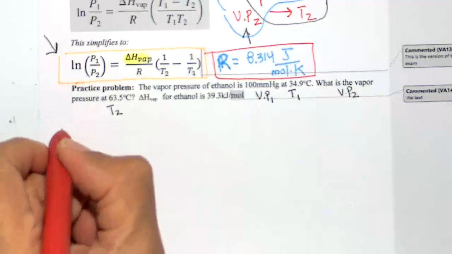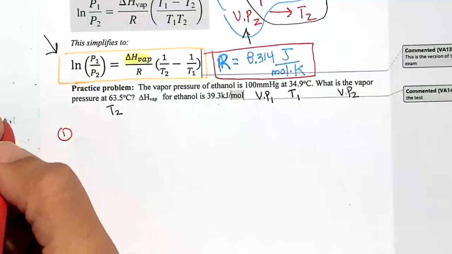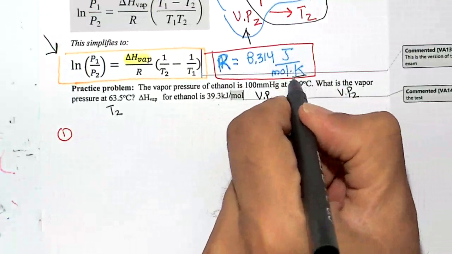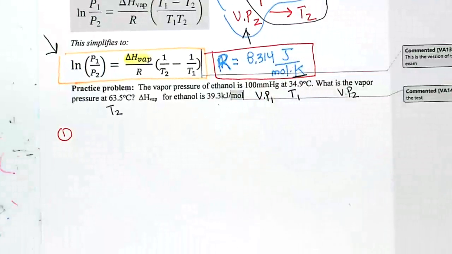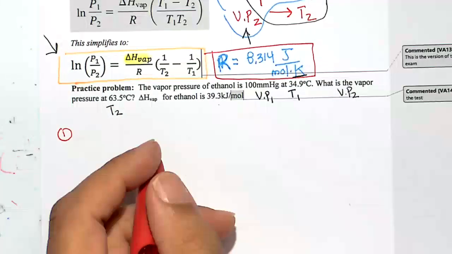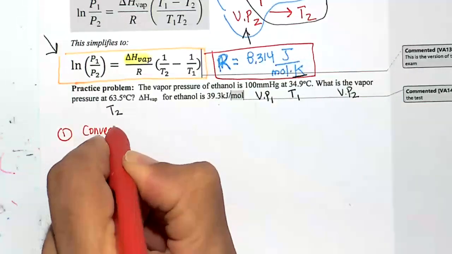Okay, step 1 here is I would convert these temperatures to Kelvin. Why do I want to convert them to Kelvin? Look at my constant. What is my constant? K. Okay, so the first thing is I would convert all my temperatures T1 and T2 to Kelvin. So let's do that here.